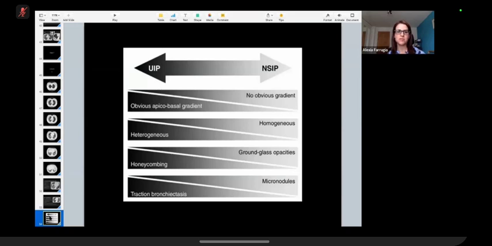So these are some differences between a UIP pattern and an NSIP. With a UIP, there is an obvious apical-basal gradient. With NSIP, it tends to be more diffuse, although in this case, there was really not much involvement of the upper lobes. A UIP tends to be more heterogeneous, whereas an NSIP tends to have a more homogeneous picture along the lungs. So in this case, the ground glass was quite homogeneous bilaterally from the middle lobe and lingula and downwards involving the lower lobes as well.